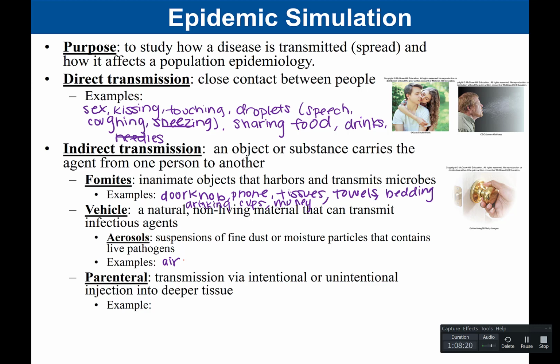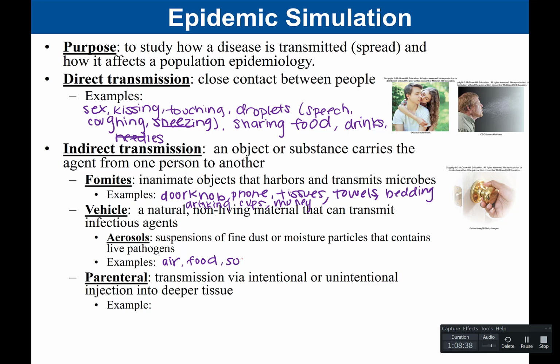So air, so in the air, food. So in the case of foodborne illness, the organism can be found in food, and then you eat that food and now you get the disease.